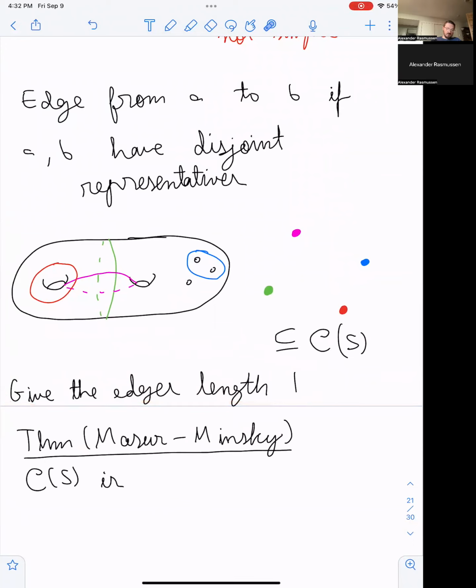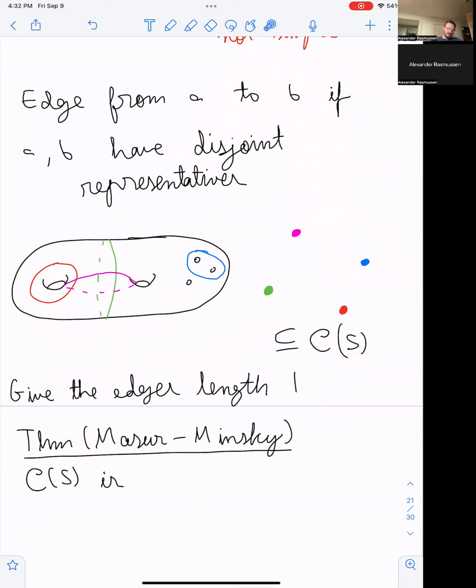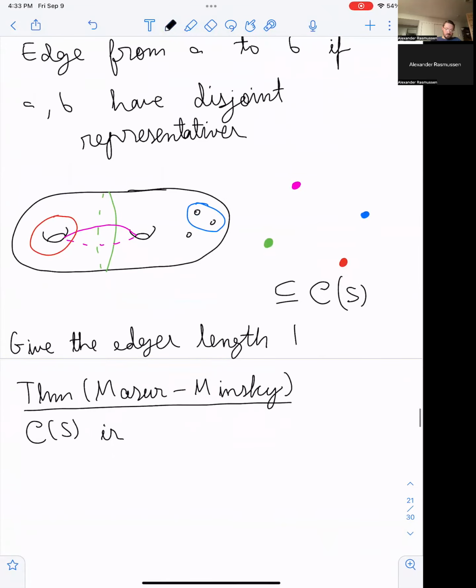And let's take a look at a really small snapshot of a small piece of the curve graph. So here are 4 different vertices of the curve graph. These are essential simple closed curves. And we got 4 vertices like this. What are the edges? Well, blue, you can see, is disjoint from everything. So we have an edge from blue everywhere else.